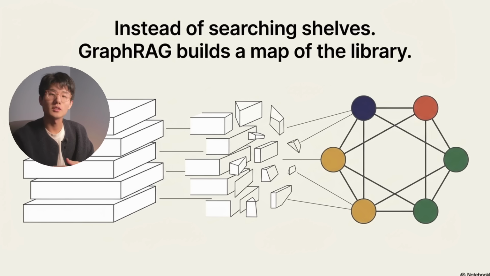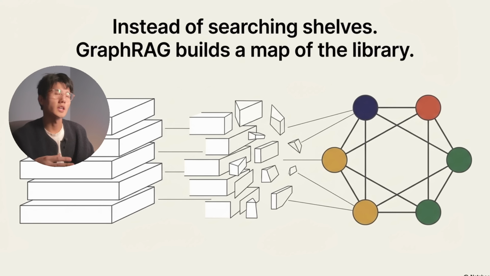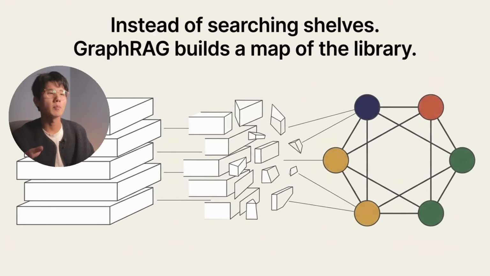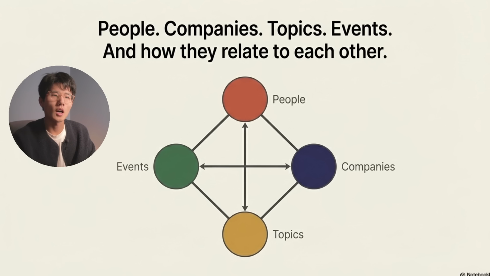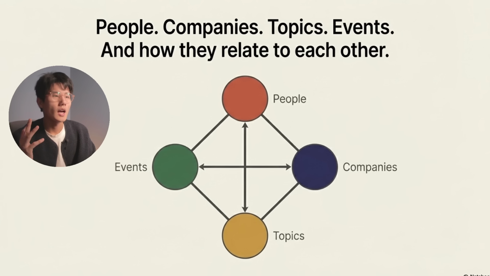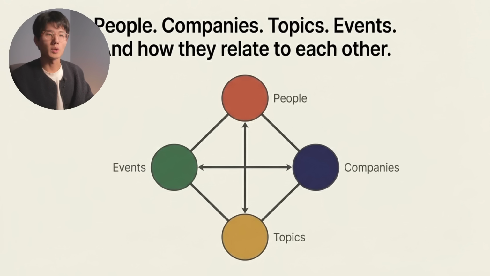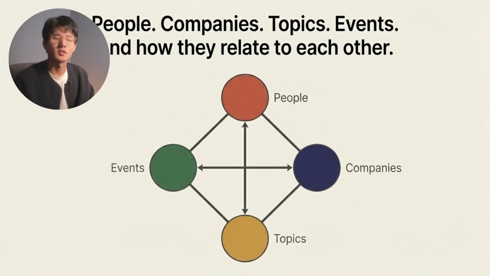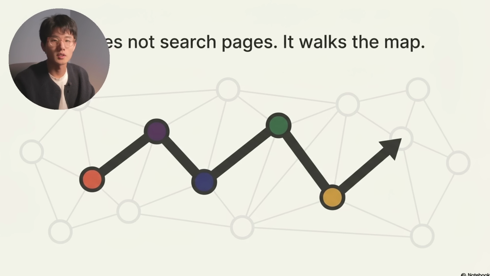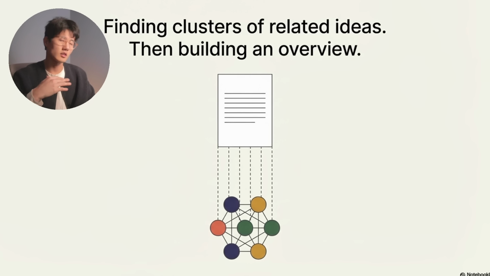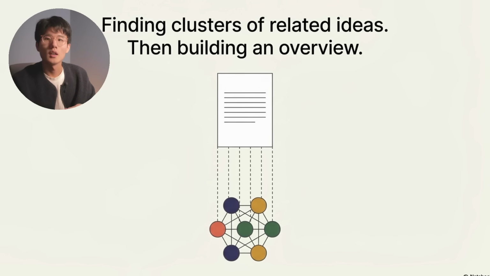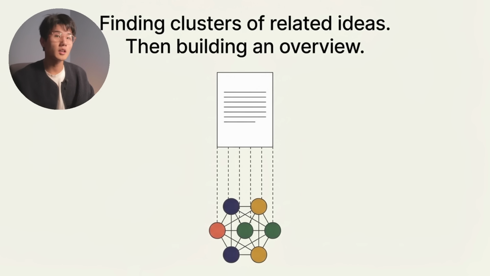Graph RAG builds a map during setup. It reads through your entire library and creates a web of connections: people, companies, topics, events, and how they all relate to each other. And when you ask a big picture question, it's not just going to search the individual pages. It will walk the map, find clusters of related things, and come up with an overview. You can think of it as the difference between a librarian who can find a specific book and a librarian who has read everything and can tell you the themes.